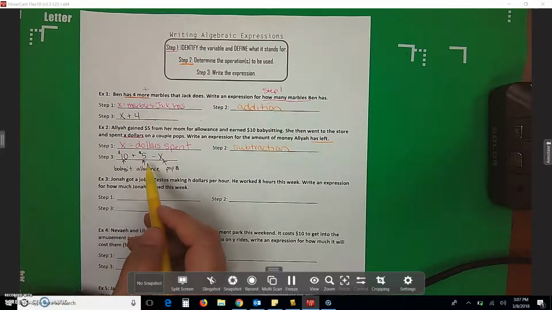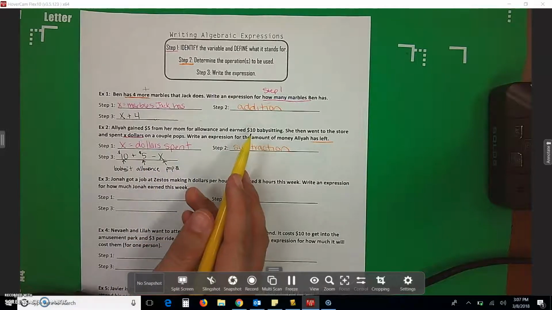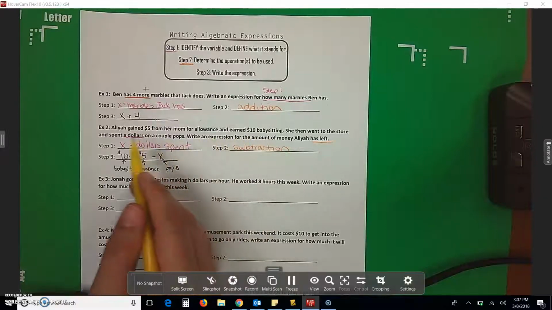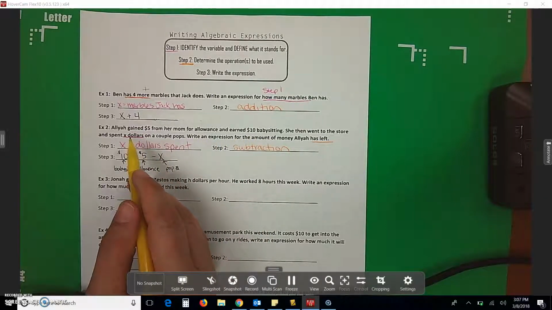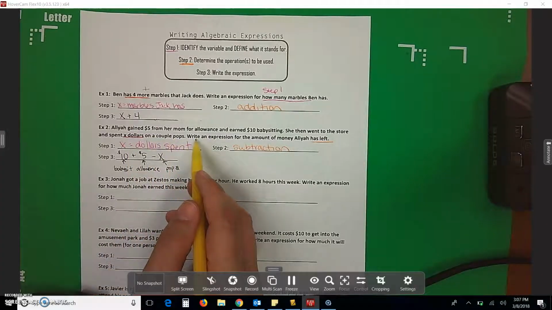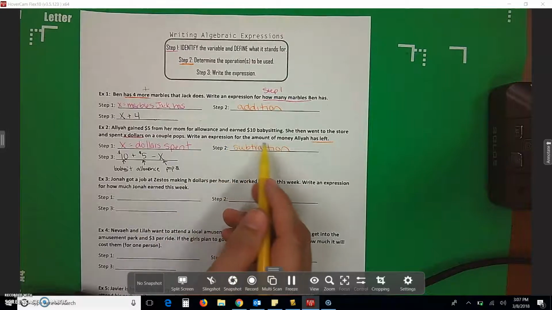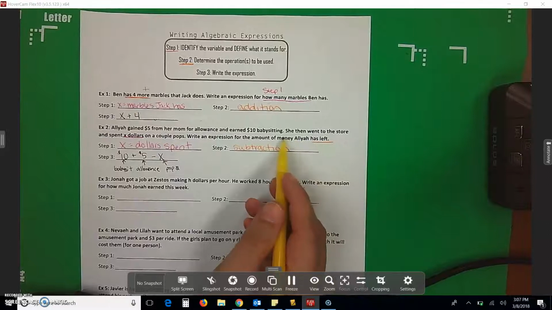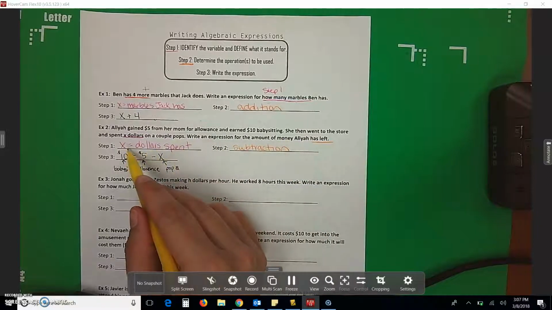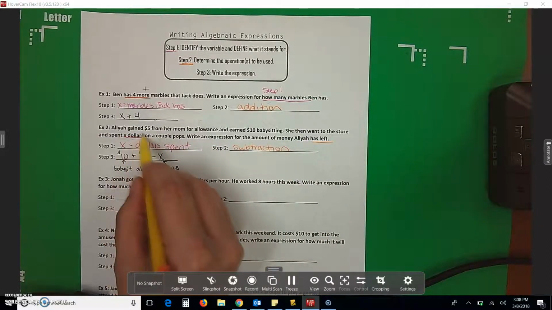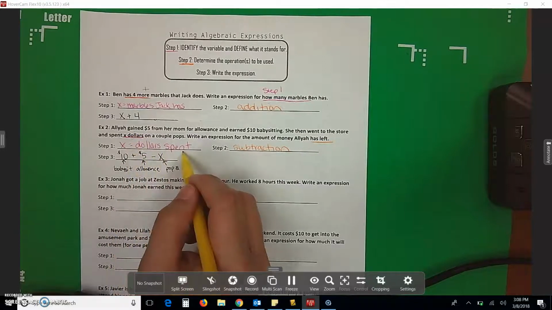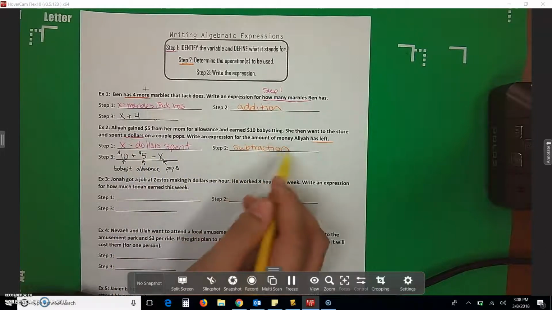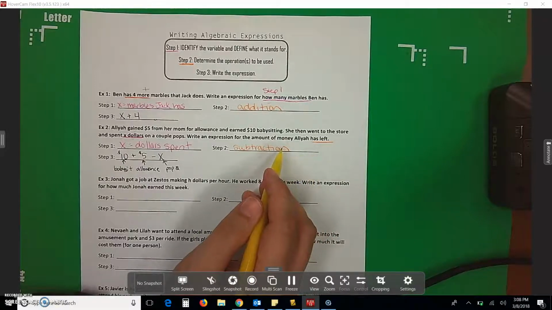If we go down to Aaliyah, she got $5 from her mom for allowance, and she earned $10 babysitting. She went to the store and spent X dollars on a couple of pops. Write an expression for the amount of money Aaliyah has left. Since we want to know how much she has left out of her money, our X dollars, it already tells us right here, our X dollars are how much she has spent. Has left tells us we have to subtract.